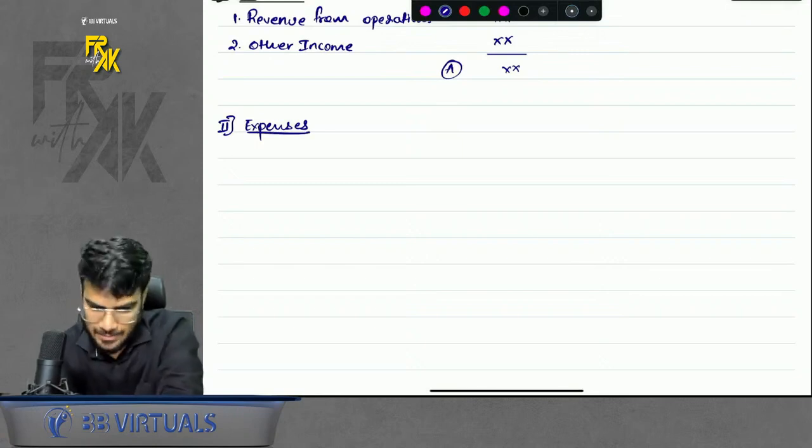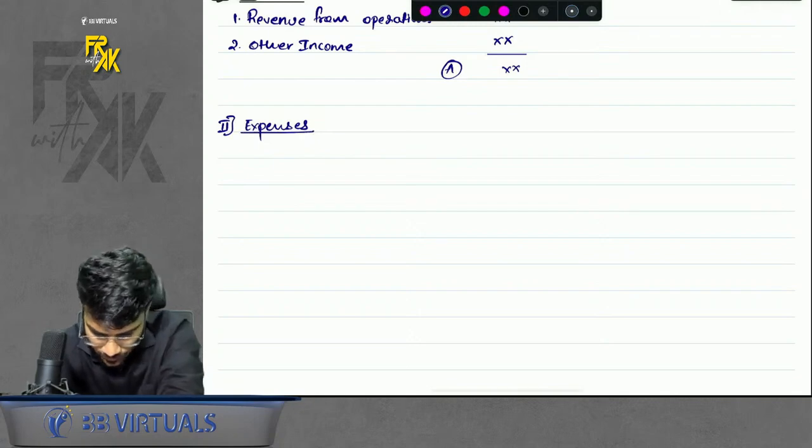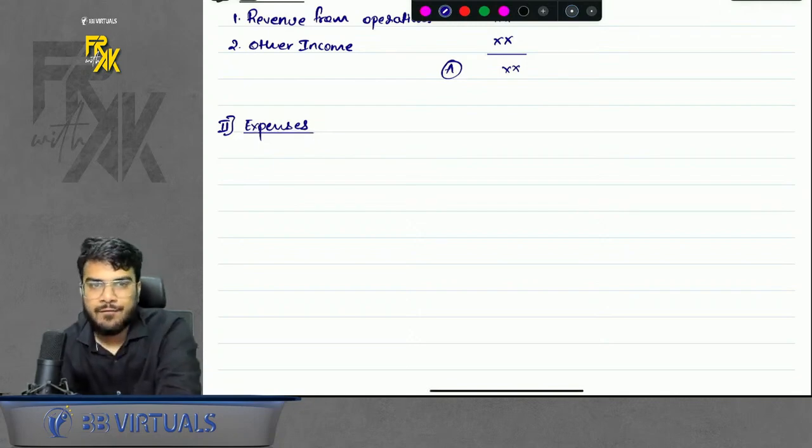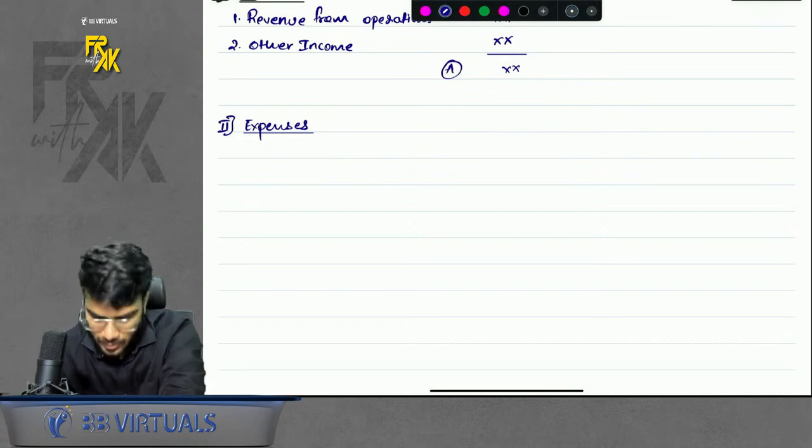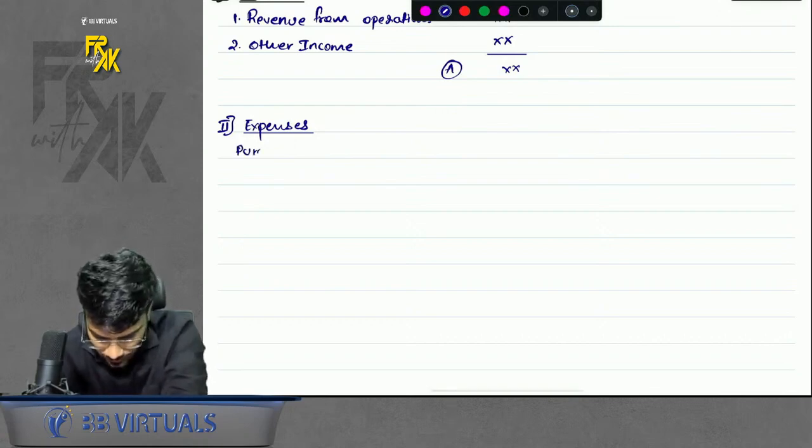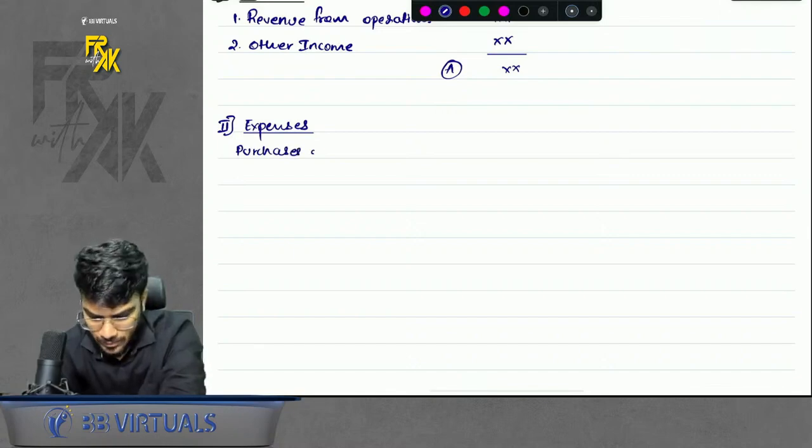The second category is expenses, right? Okay. Under expenses, what all elements do we have? From which element do we start? In case you might know, in case you might not know, it's fine. We start with purchases of stock in trade.